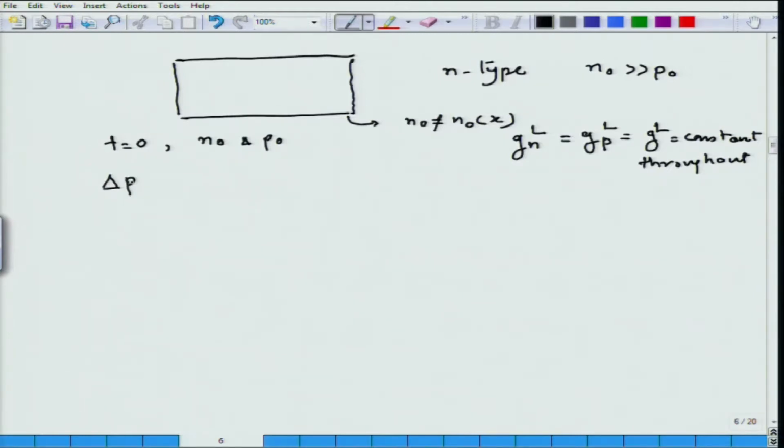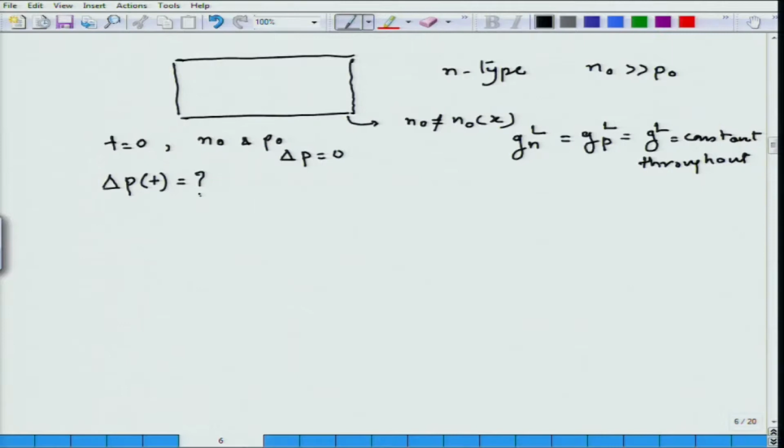That is what we will be solving for. At T is equal to 0, it is N naught and P naught, which basically means delta P is 0. So, there were no excess carriers in the material. At T is equal to 0, I find a way to generate carriers, let us say photo excitation, such that at every point I am generating carriers at a constant rate, which is given by GL, and I want to find out how delta P is changing as a function of time.